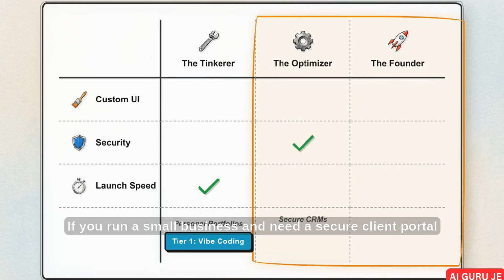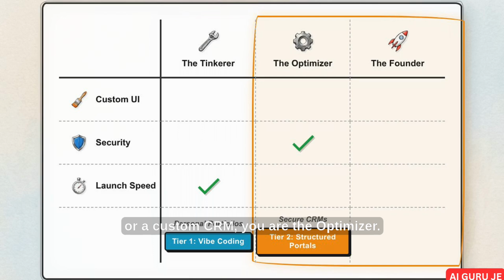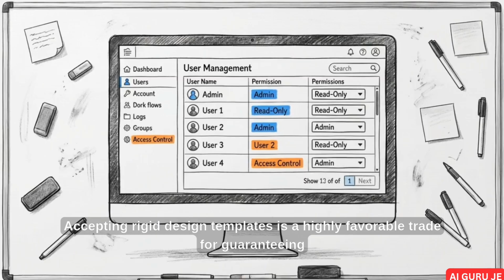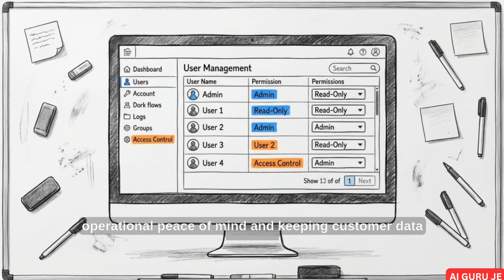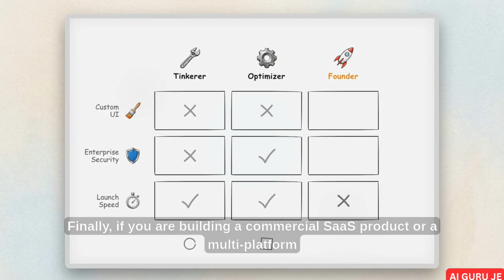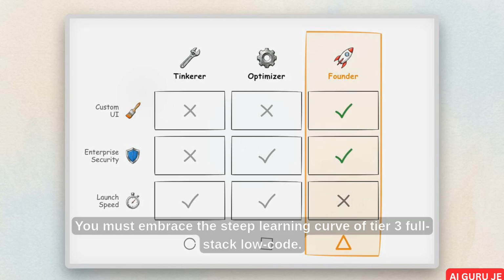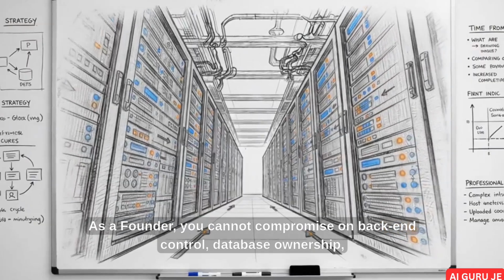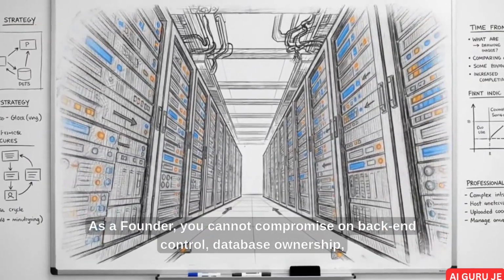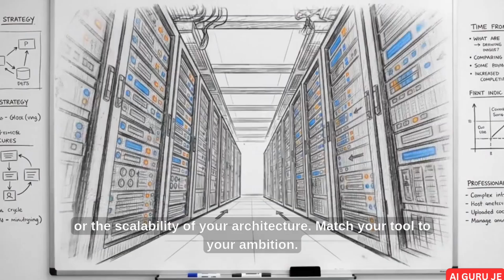If you run a small business and need a secure client portal or a custom CRM, you are the optimizer. Your best option is Tier 2 structured portals. Accepting rigid design templates is a highly favorable trade for guaranteeing operational peace of mind and keeping customer data secure. Finally, if you are building a commercial SaaS product or a multi-platform mobile app, you are the founder. You must embrace the steep learning curve of Tier 3 full-stack low-code. As a founder, you cannot compromise on back-end control, database ownership, or the scalability of your architecture.